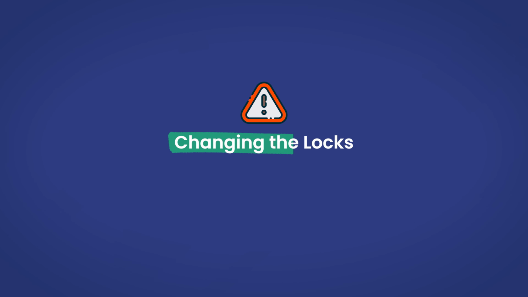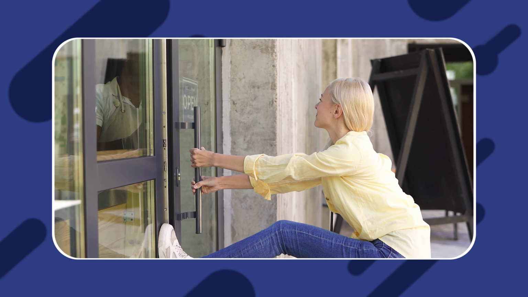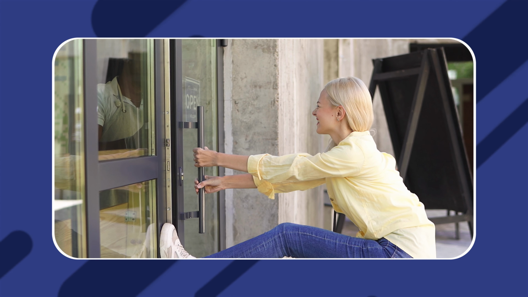Another example is changing the locks. In an effort to force the tenant out of the property, the landlord may change the locks to the property. When a landlord does this, they are prohibiting the tenant from entering the property, which is another form of self-help eviction, which once again is illegal.